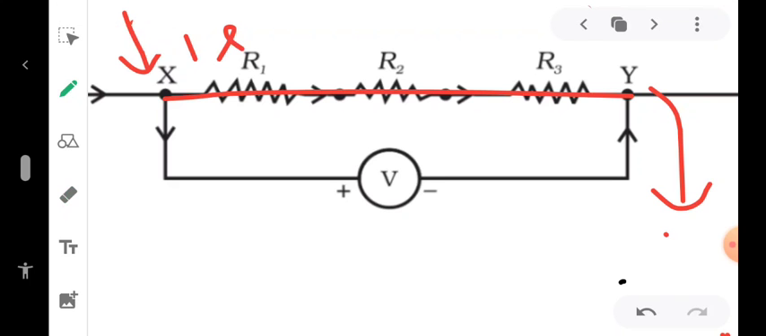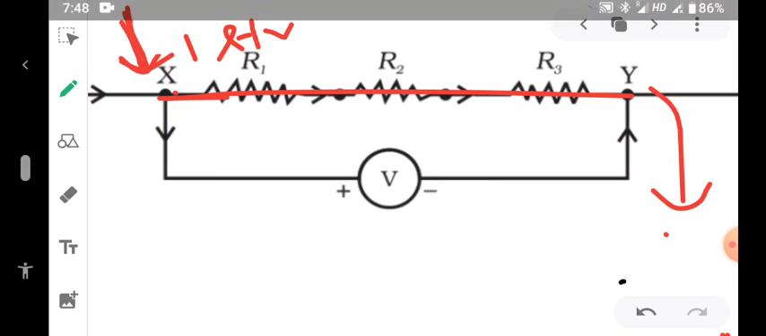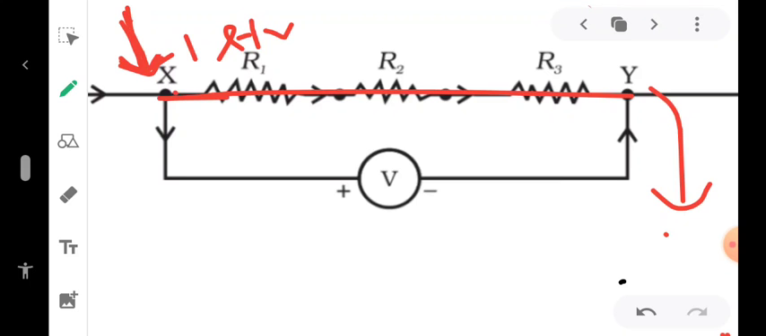One liter of water is coming here through this pipe. Then there is no leakage in this pipe. There is no other way to go. So if we inject 1 liter of water here, the same 1 liter of water will come out here also. There is no interconnection. It's a very simple, continuous connection. So this is called a series connection.